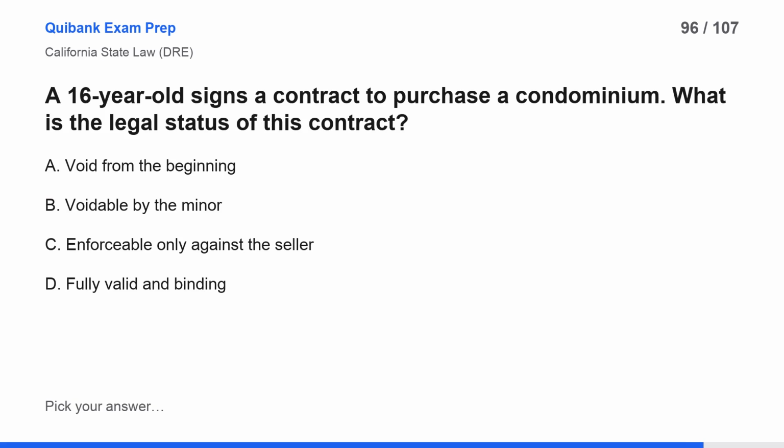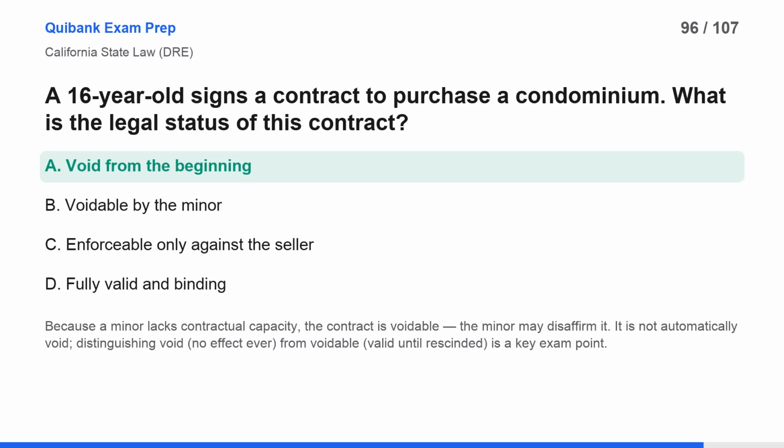Question 96. A 16-year-old signs a contract to purchase a condominium. What is the legal status of this contract? A. Void from the beginning. B. Voidable by the minor. C. Enforceable only against the seller. D. Fully valid and binding.